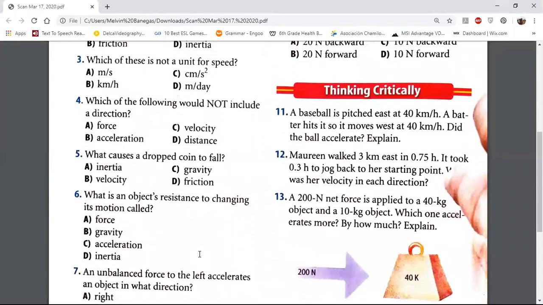Number 5, Diego. What caused a dropped coin to fall? A. Inertia. B. Velocity. C. Gravity. D. Friction. C. Gravity. Absolutely. So it's going to be letter C.